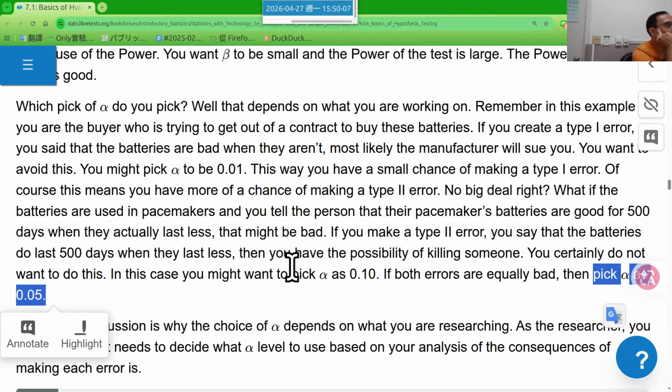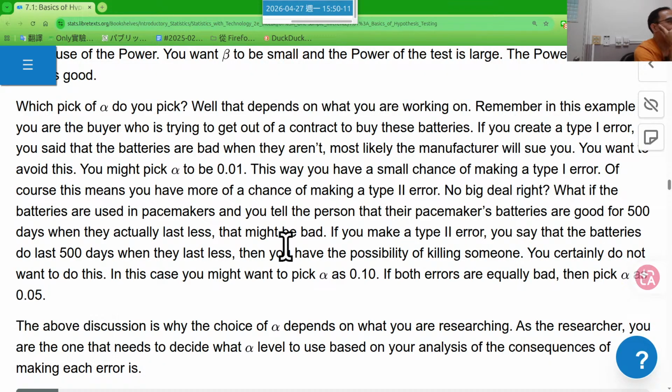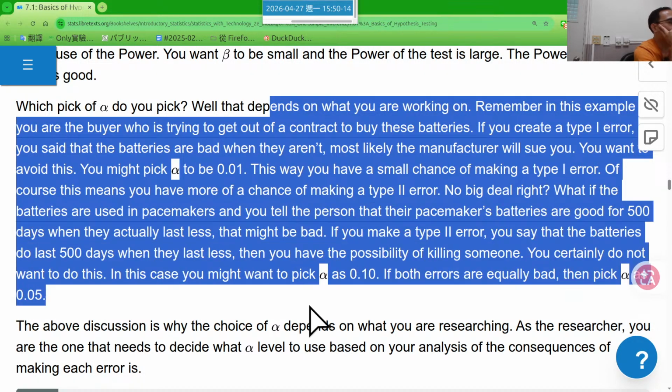Okay, let me be quiet for 30 seconds, and please study this paragraph for 30 seconds. Then we will move on, and we will not go back here to review this.